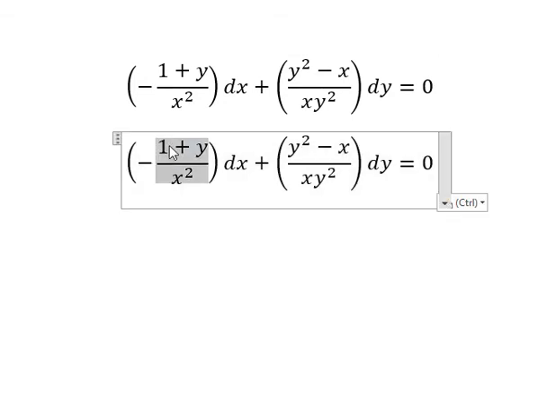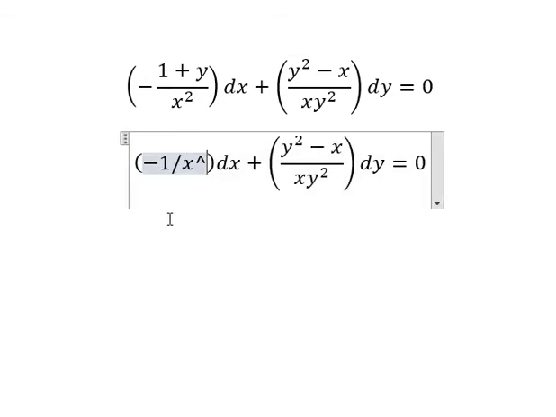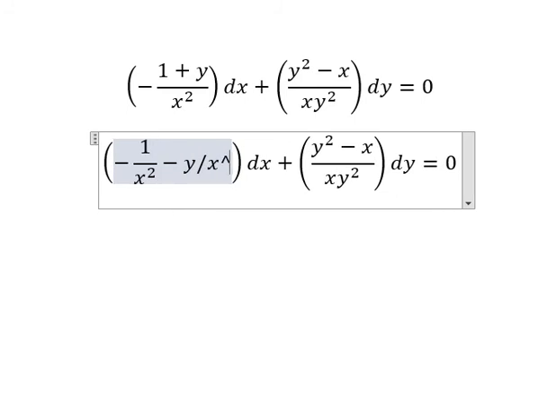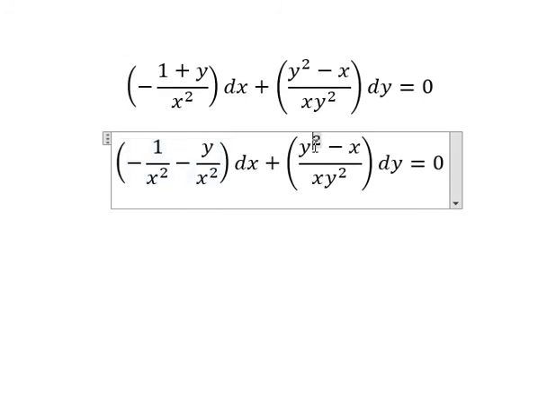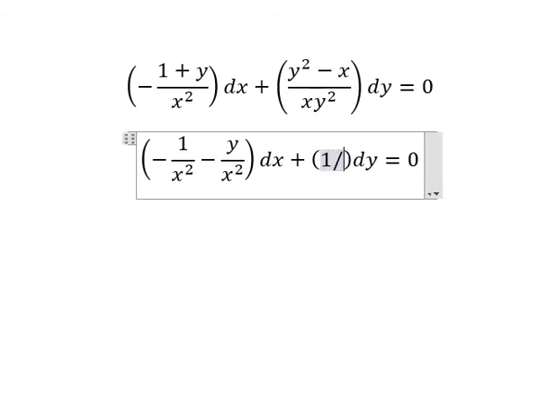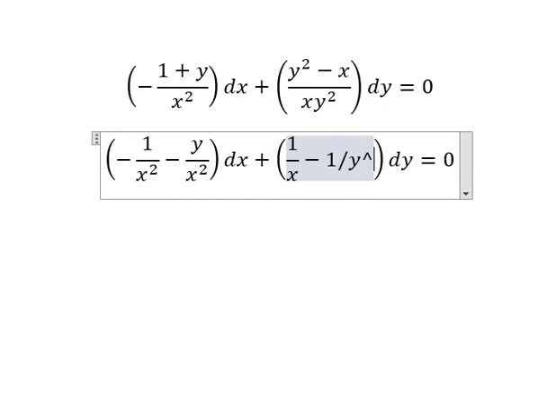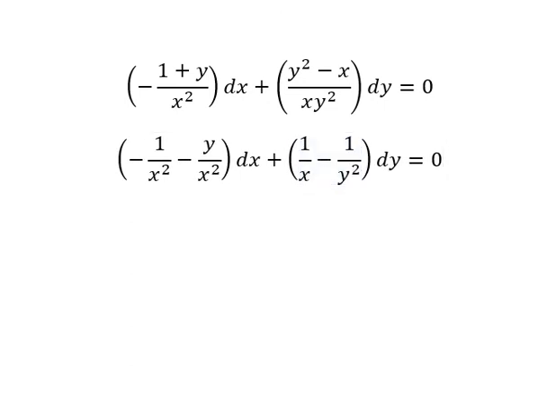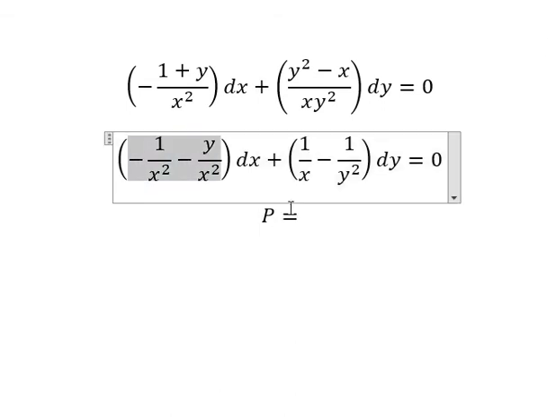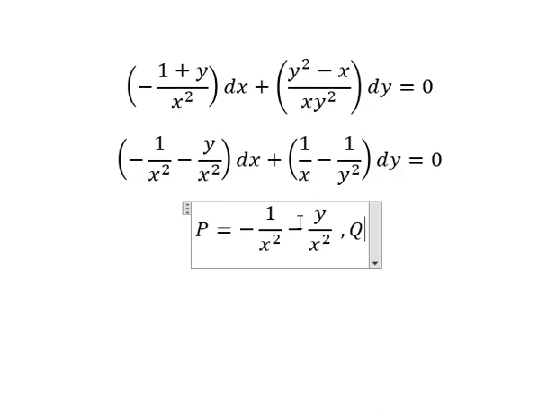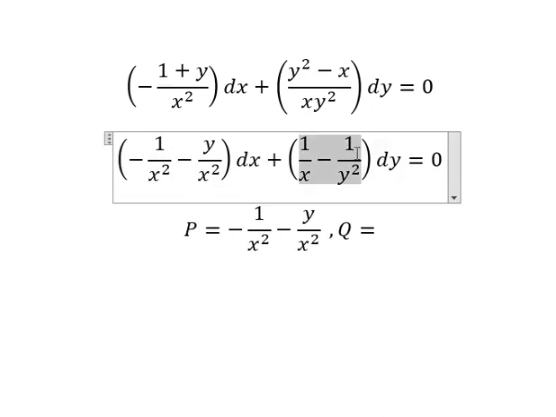We need to separate them in here. This one divided by this one, we have number 1. S divided by S, we have number 1. Next, I will put B equals to this one and Q equals to this one.